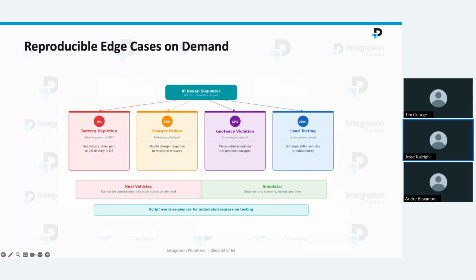Simulations also present the possibility of scripting event sequences so that you can reproduce and test to your satisfaction. This is one of the most powerful advantages of simulation testing. Consider something like battery reaching 0% while the vehicle is in transit. In the real world, that's an expensive and possibly dangerous scenario that you just can't trigger on demand. With our simulator, you can set that state directly in the database and observe exactly how your monitoring systems respond, repeating the test as many times as you need until you're satisfied with the outcomes.